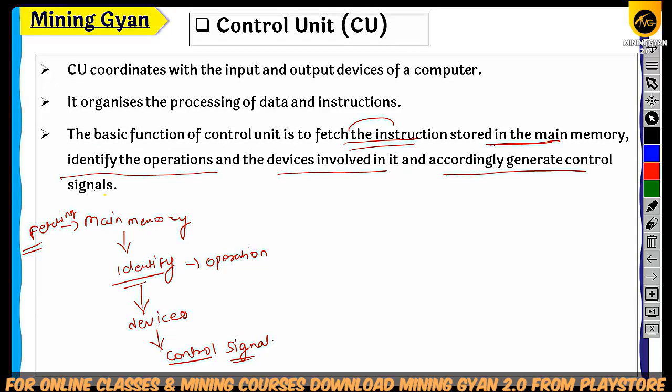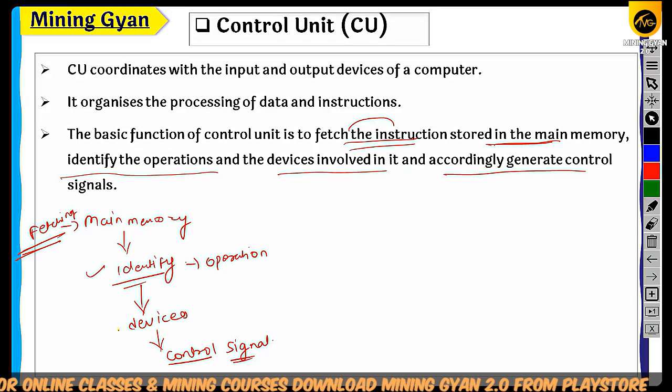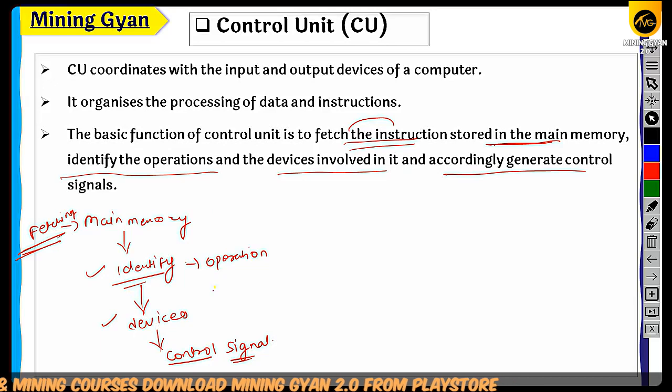So the main process of the control unit is just fetching the data from the main memory, then identifying which type of operation is required according to the fetched data, and then it selects the devices which are required for that operation. After selecting the devices, it generates the control signal to the arithmetic logical unit, and then the ALU processes the data and gives the required result.